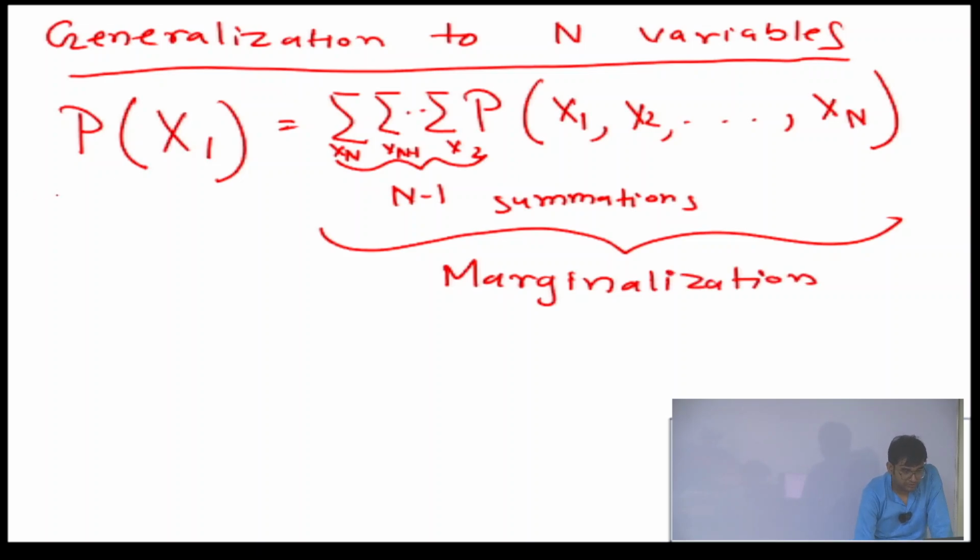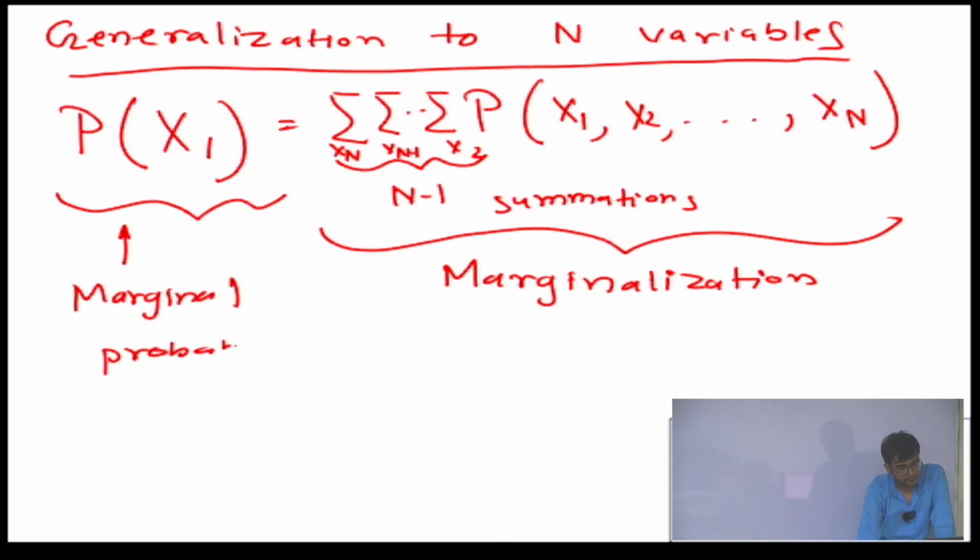And the distribution I got is called the marginal distribution of x1. So this is known as marginal probability in this case, not distribution. I have not yet come to distribution. So marginal probability of x1. So that is the terminology. There is another name that is used in place of marginalization, which is known as integrating out the variables.